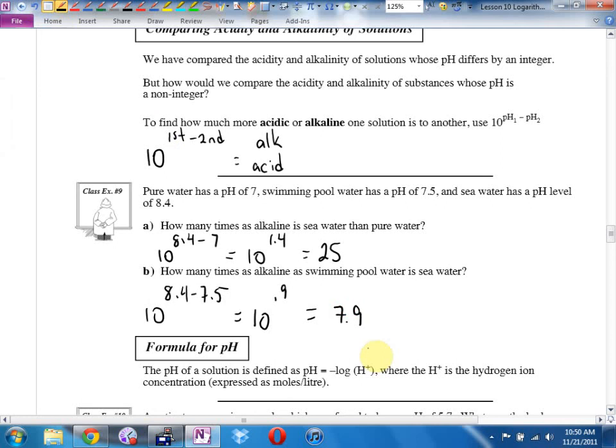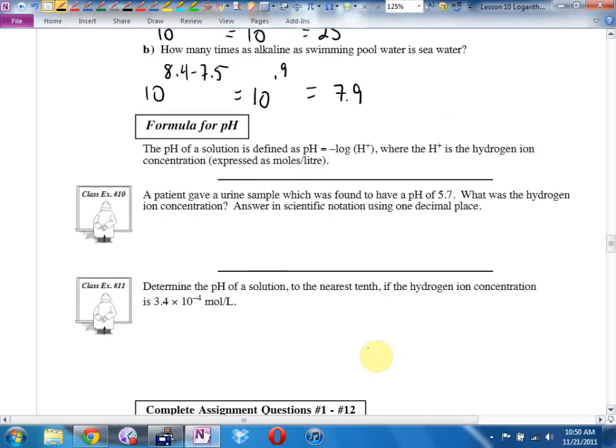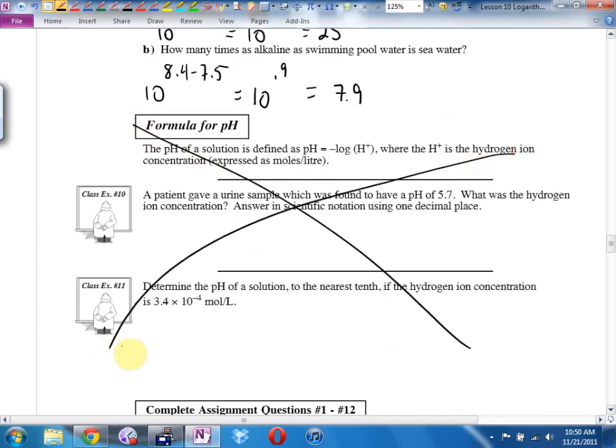We're not going to get into it in this kind of detail. You can cross out those ones. So Richter scale was 10 to the first minus second equals how many times stronger. pH was 10 to the first minus second equals how many times more acid or alkaline. Look at the chart and figure it out.